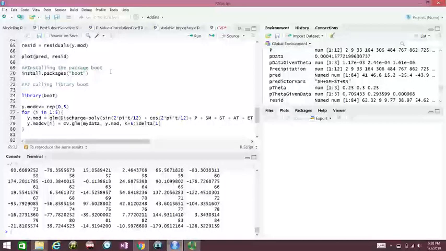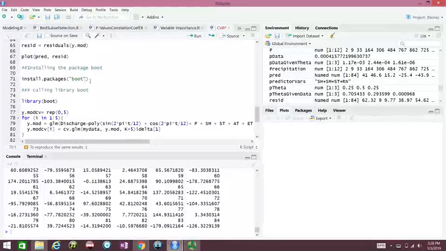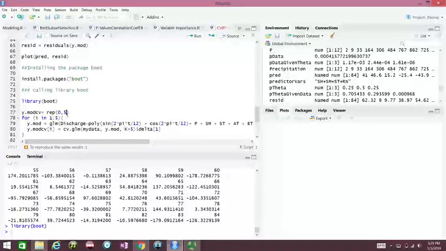So you have installed that package, boot. This is important for our work here. Already installed, so you need to call the library. Modify here, but let me start with 10. Let's go with 5, 5-fold cross validation. So we are going to try with 5 and then 10.